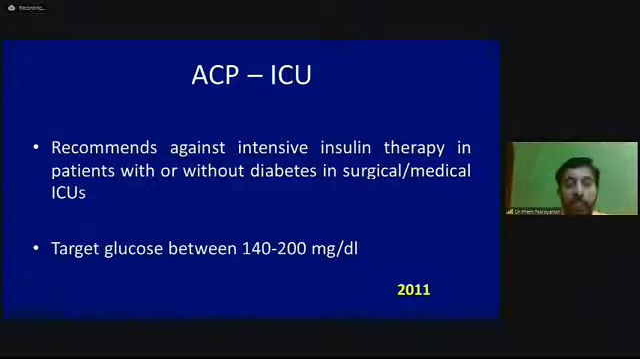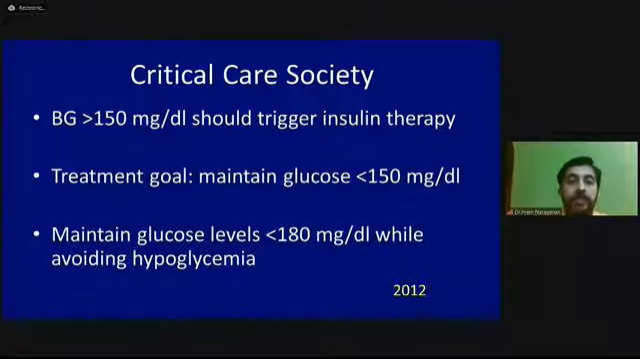Then the American College of Physicians again gives the target for the ICU setting. It recommends against intensive insulin therapy in patients with or without diabetes in a surgical or medical ICU, and the target glucose to be kept between 140 to 200 is from the ACP guideline. Finally, the Critical Care Society guidelines said that when blood glucose is more than 150, that should trigger the response for insulin therapy, and to maintain glucose less than 150. If the patient has a high risk of hypoglycemia, the target can be eased to keep it less than 180.